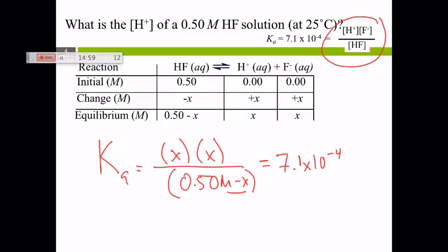No, that's what we're trying to solve for. Let's not ignore x, okay? I have a lot of students, the first time I taught this, they're like, oh great, we just ignore x. Like, what? So we're saying, relative to the initial concentration, a really small amount of it is going to separate. So let's just say this is pretty much still 0.50 molar. So do that and then figure out what your H+ ion concentration is.